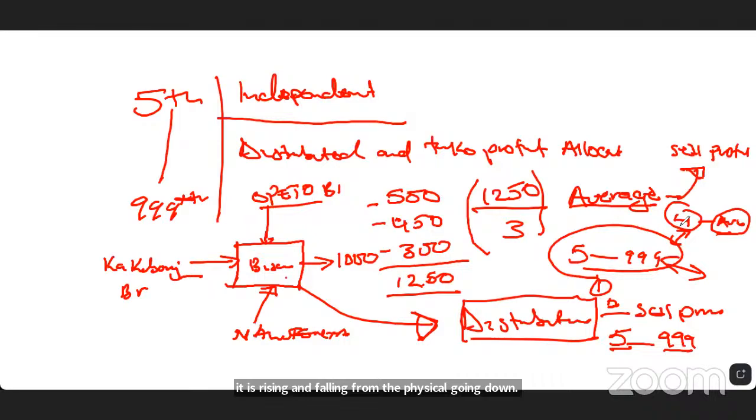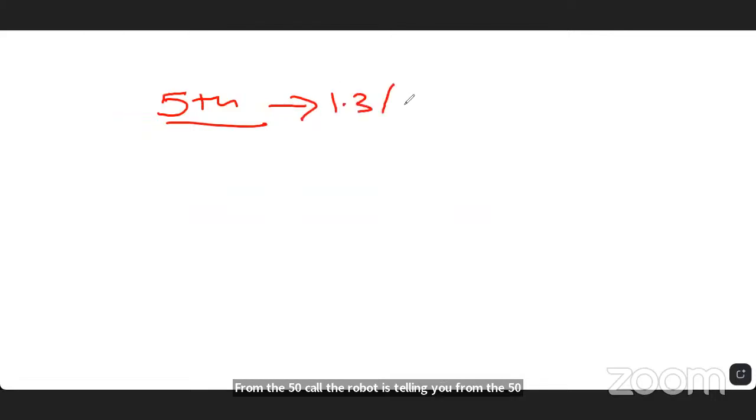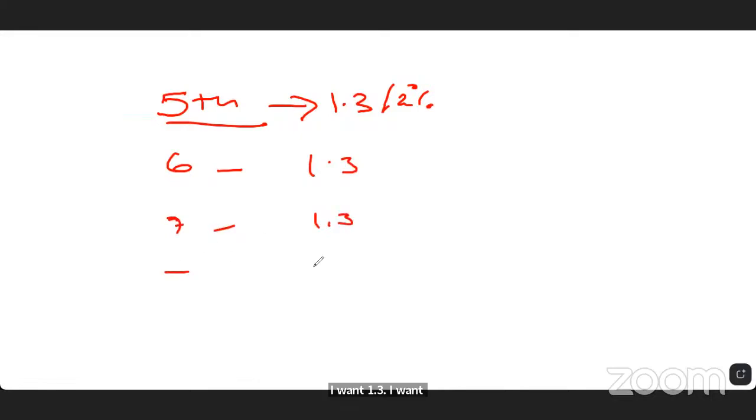So that's why you have a distributed take profit allocation. From the physical, the robot is telling you, how much do you want to take on each call? Then you say, I want 1.3. Then some of you say you want 2. I don't have 6. I want 1.3. I want 7. I want 1.3. 8, I want 1.3. So I want my robot to keep on buying these ones and selling them depending on my capital.